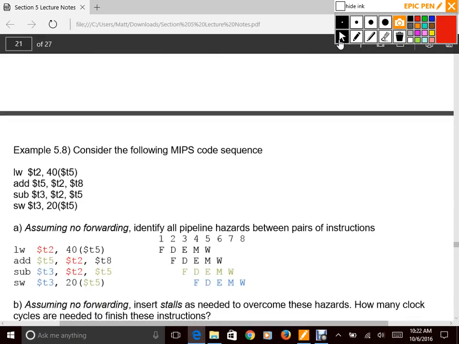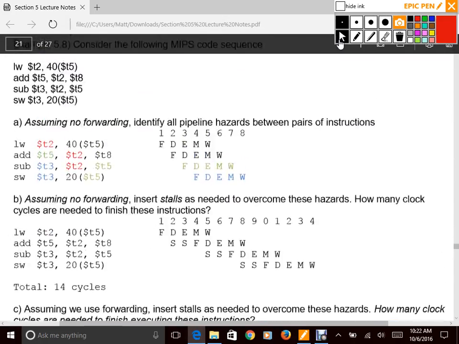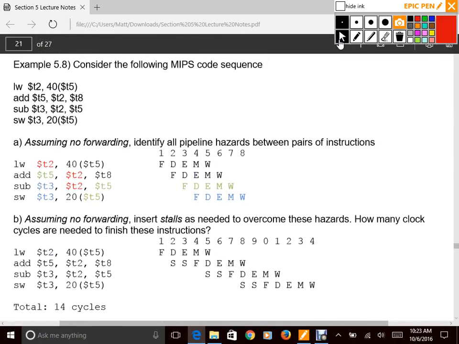All right, so here's a better example. Okay, so 5.8 will be very similar to the question you'll see on the exam. Consider the following MIPS code sequence.